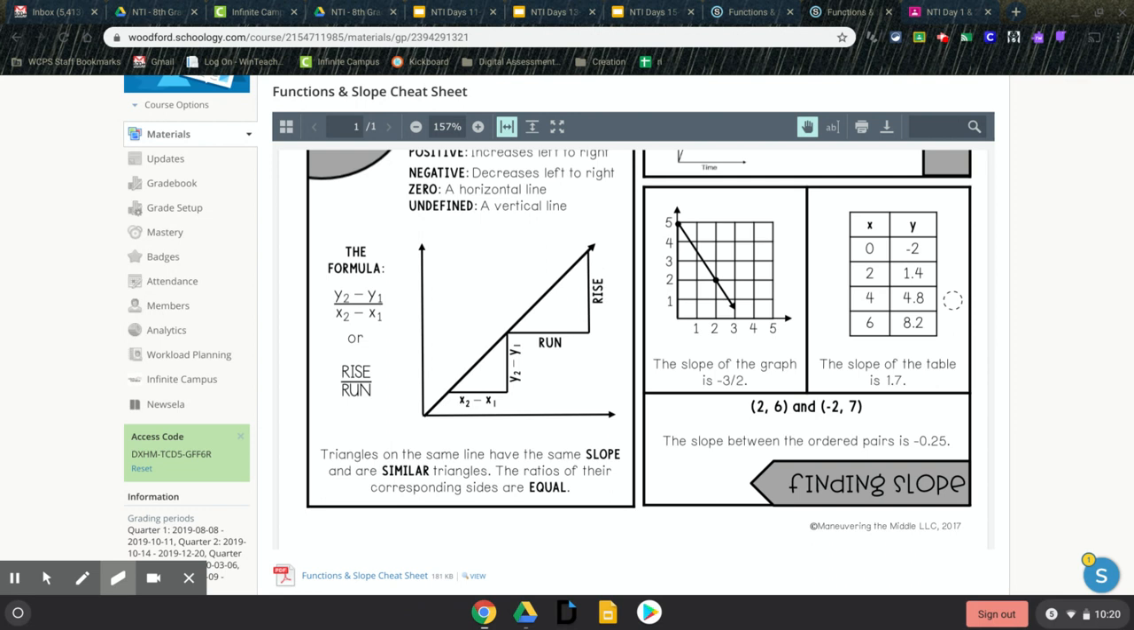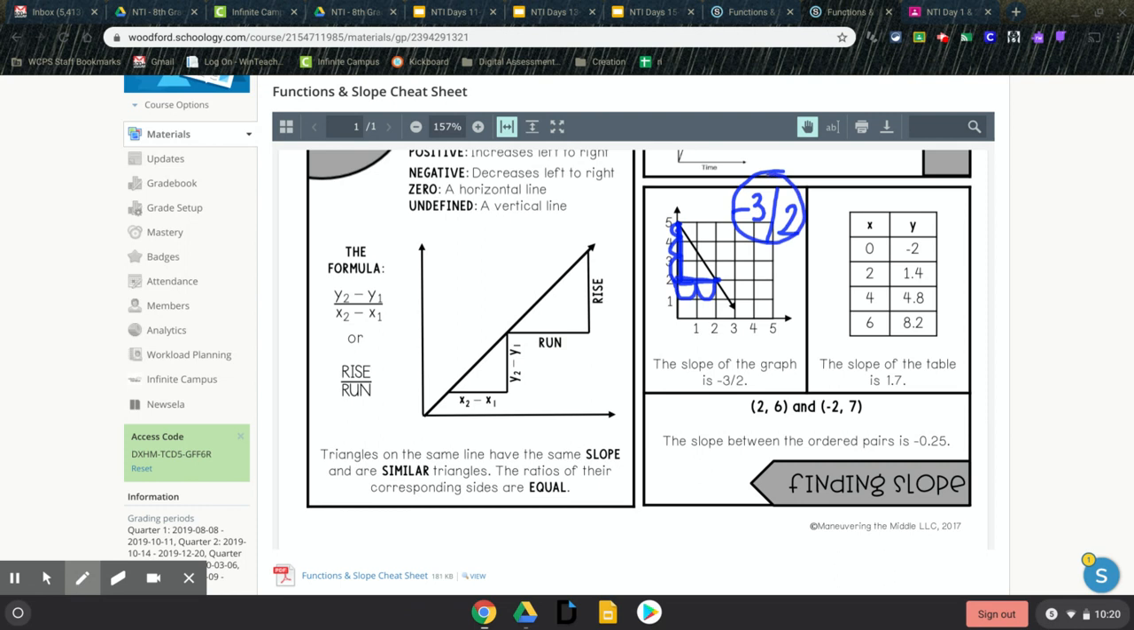Let's look over here at finding slope. If we have a graph, we take our two points, and we see how many do we fall and how many do we run. Since this one is falling, it's going to be a negative slope. We fall 1, 2, 3, and we run 1, 2. So our slope is -3/2.